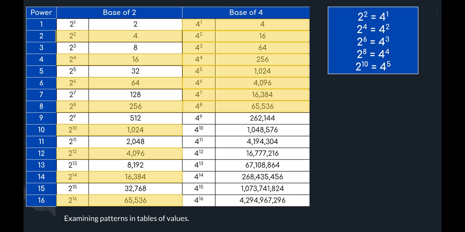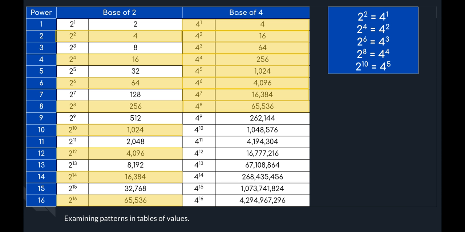The best way to do that is to ask students to chart just those values and look for a pattern between the exponents. 2 squared is 4 to the first. 2 to the fourth is 4 squared. 2 to the sixth is 4 to the third, and so on. Students may notice at this point that there's a ratio that's formed with the exponents. The ratio is 2 to 1 or 1 to 2, depending on how you're reading the table.